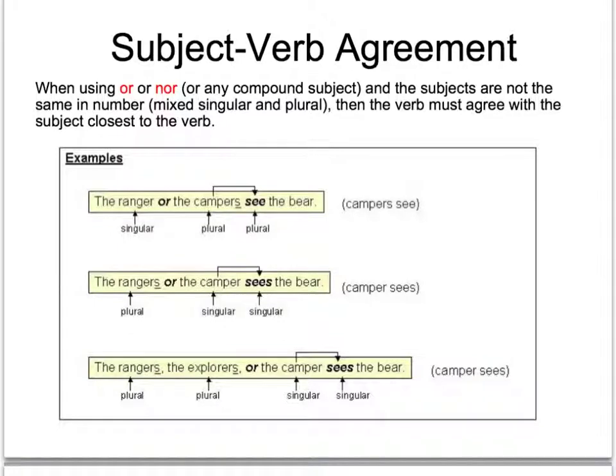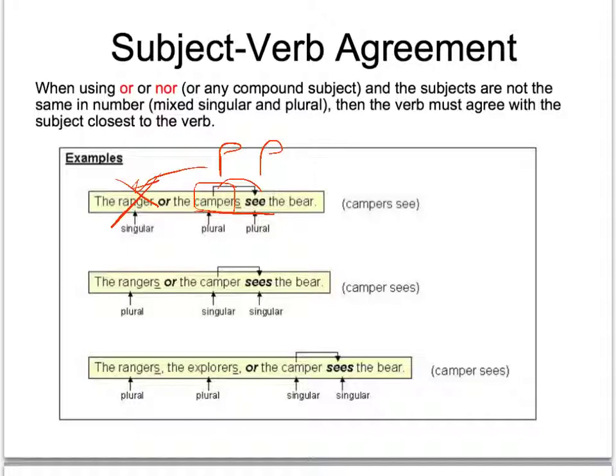The rule in this case is you look at the subject that is closest to the verb and make that match. So rangers is way over here, it's the ranger or the campers. Don't include ranger. Just think campers see. So campers is plural, so see is also going to be plural.